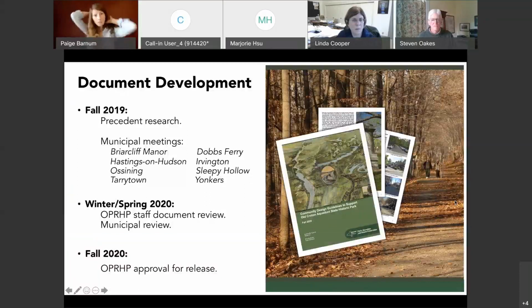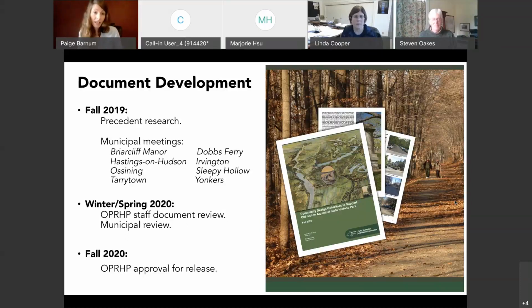So Linda talked a little bit about our document development. We started this process in the middle of fall 2019, which seems like a whole other lifetime. That October, we met with local officials and village managers, some public works superintendents, members of some of the historic district commissions, and others to explain our priorities for designing this document. And also we met to sort of shed some light on why we felt this is important and we wanted the towns to really sort of adopt it.